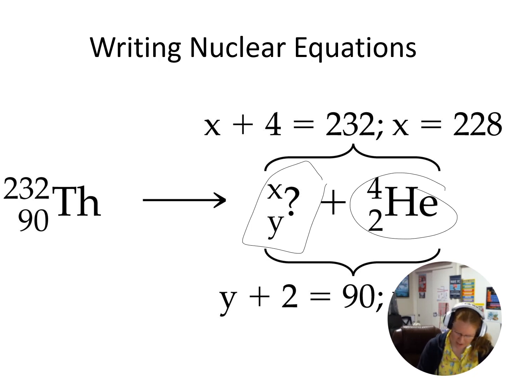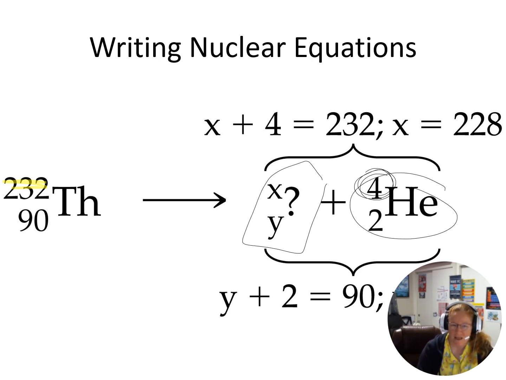On this side of the equation, I have this 232 as my mass number. So what I need to make sure is that my mass numbers add up to 232 on both sides. So for my helium, I already have this number 4 here. So I'm going to take 232 minus 4, and that's where I got that 228 from.